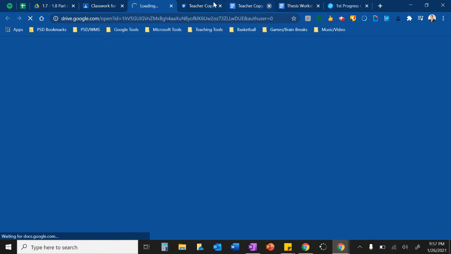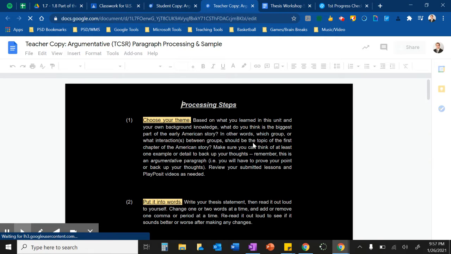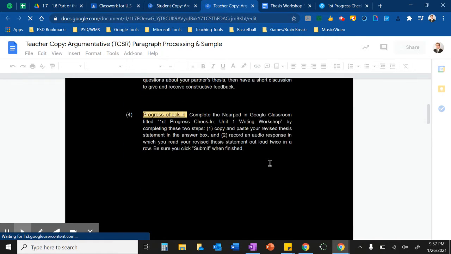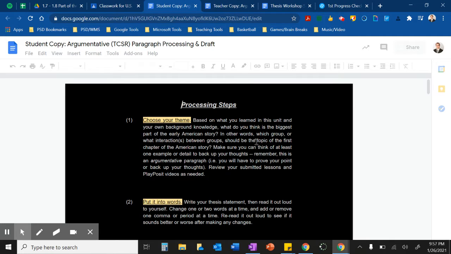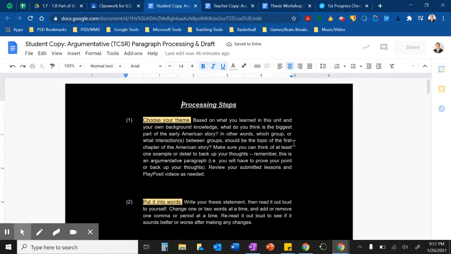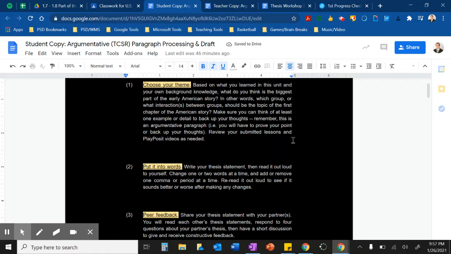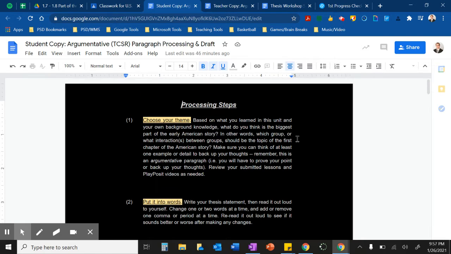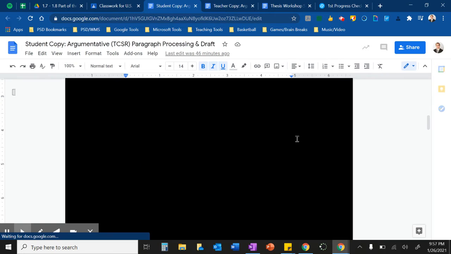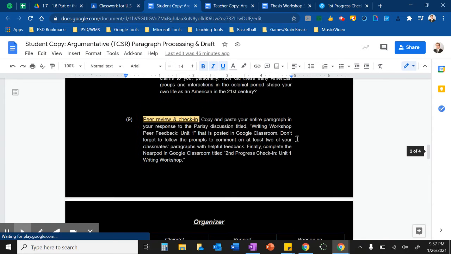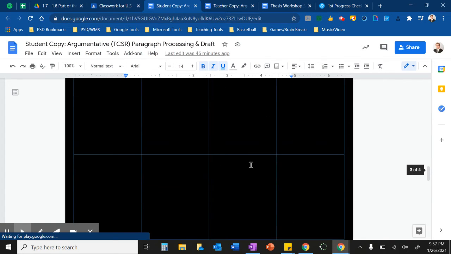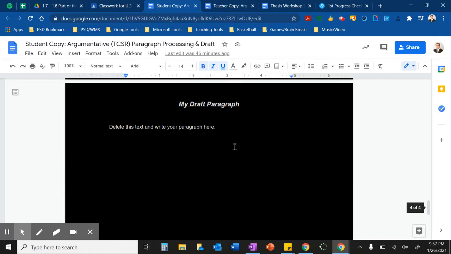These are two Google Docs that look very similar to each other. The teacher copy is my own example, which I will be going through in this video. The student copy is your student copy. It's for you. It's where you'll write your draft paragraph or your draft thesis statement for this first part of the assignment. And it looks like this. It's got a blank chart down here that you will fill in, an organizer, and then your own place for your draft paragraph down below.